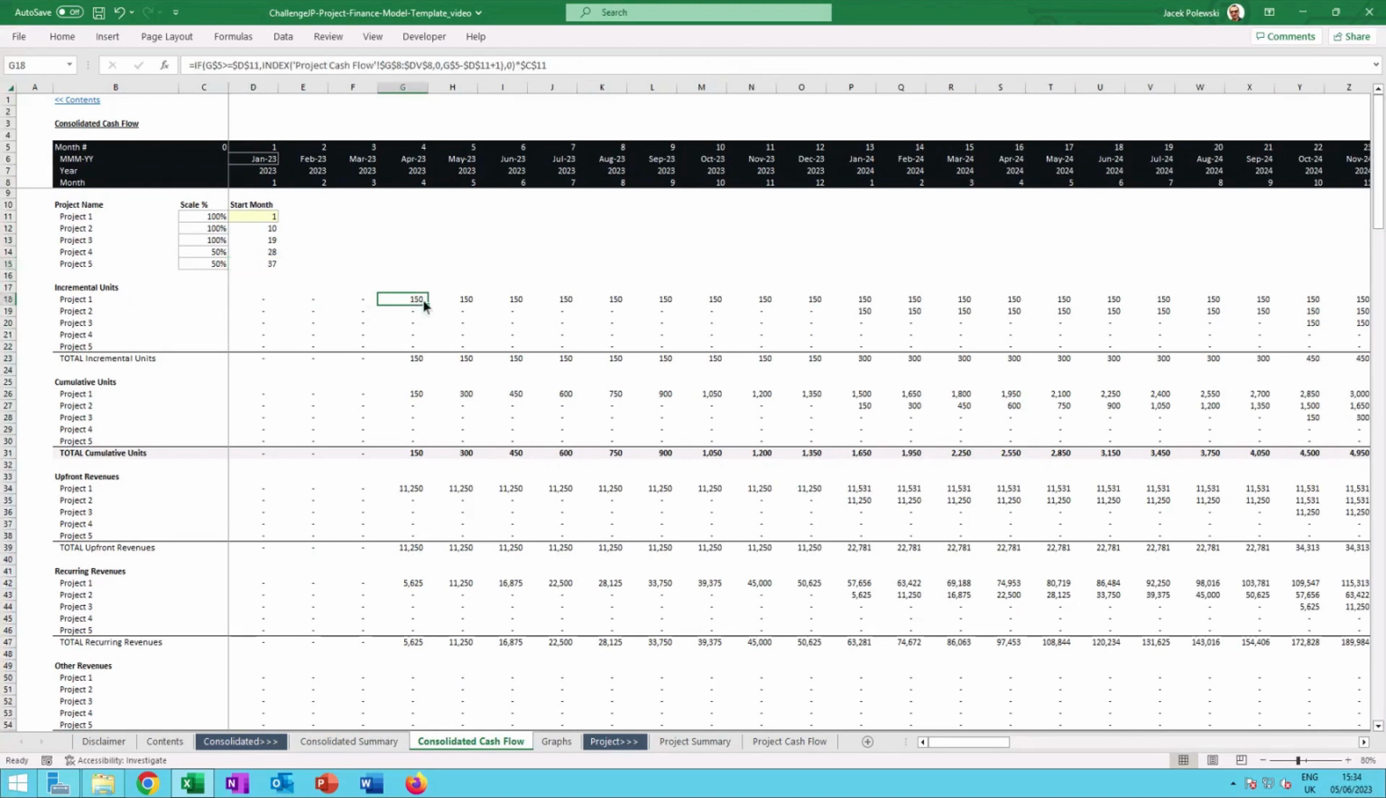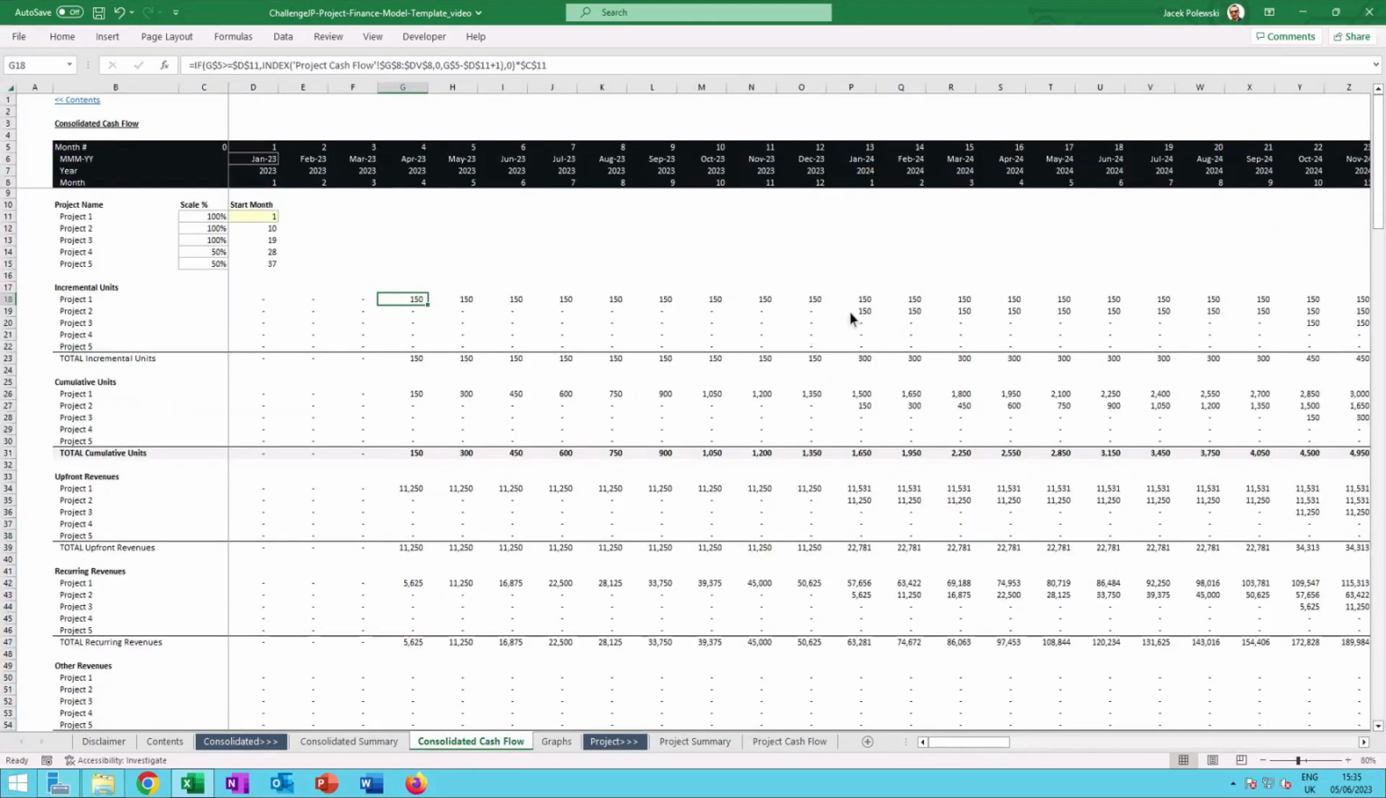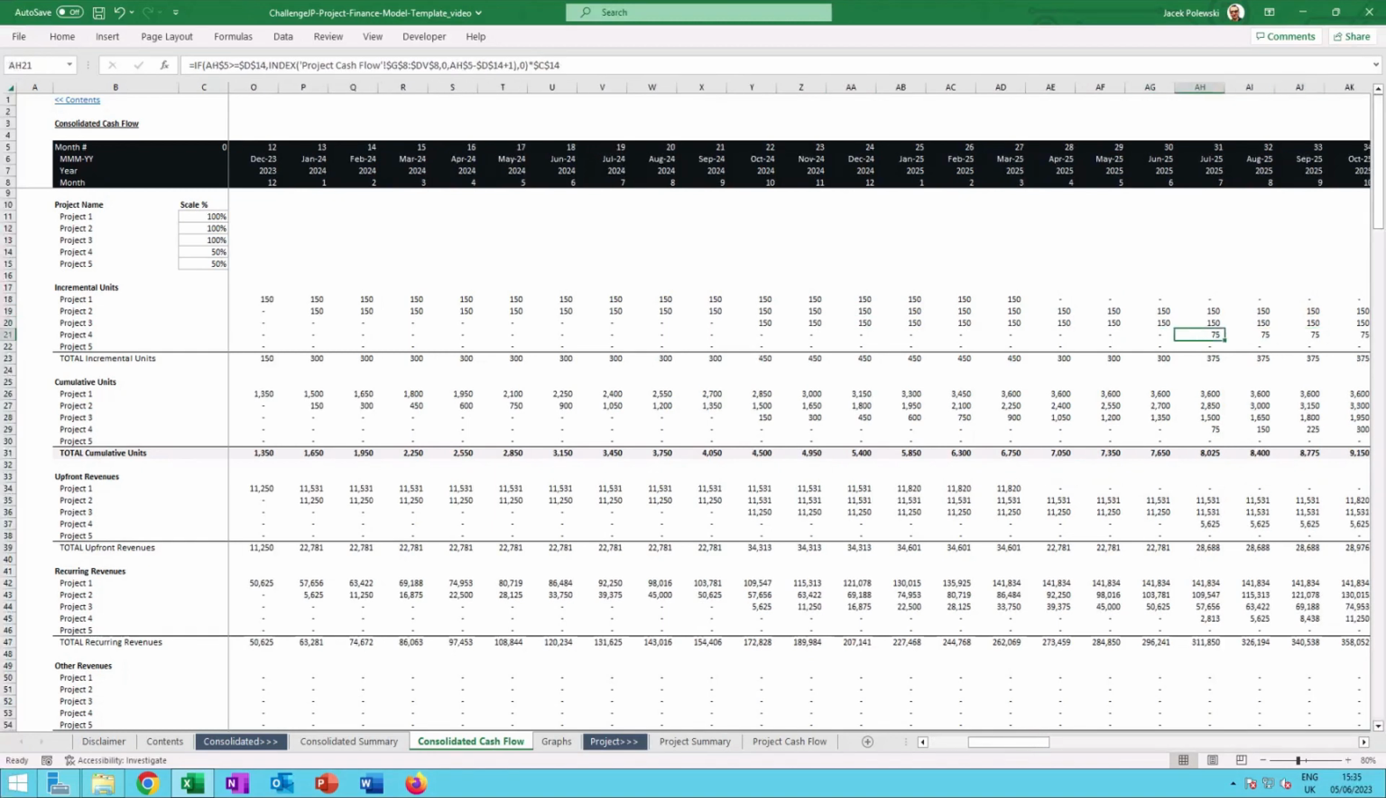Incremental units. Remember we had incremental units at 150 per month. The first project repeats exactly the same cash flow profile as we had in our project cash flow here. And then the next project repeats exactly the same numbers, but 9 months later. Again, the same thing happens for project number 3, 9 months after the previous project. And for project number 4, because we're using the scaling of 75, those numbers will just be half.